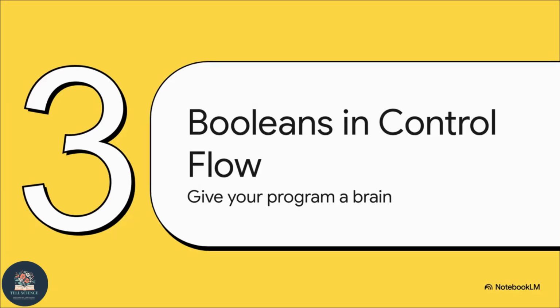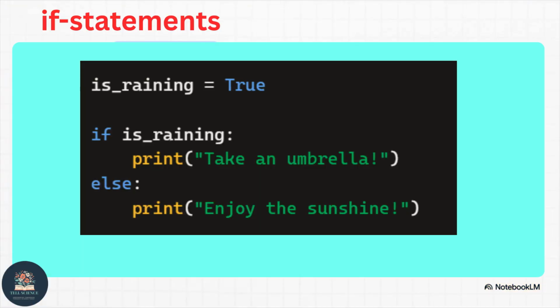Okay, so let's see how this all starts to build on itself. Now that we can actually create True and False values, we can use them to give our program a brain. We can control its flow, telling it exactly which path to take based on the Boolean answers it's getting. And this is the most common way we do that, with an if statement. See here, the variable is_raining is set to True.